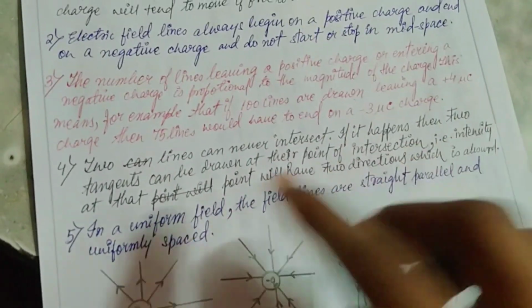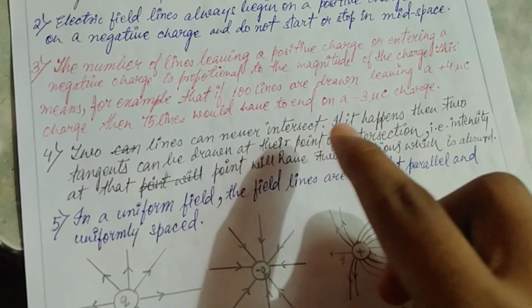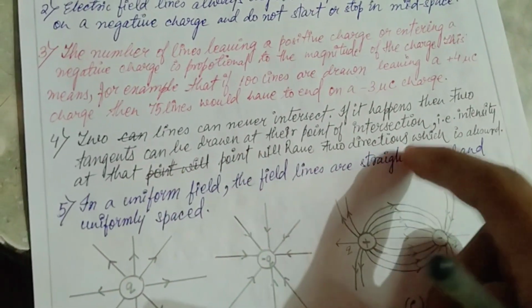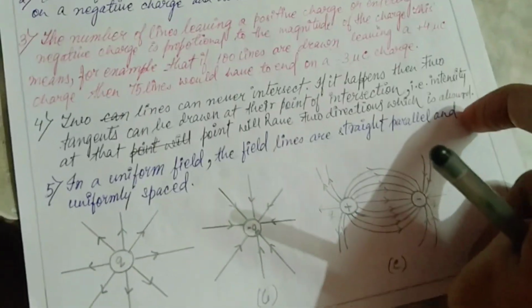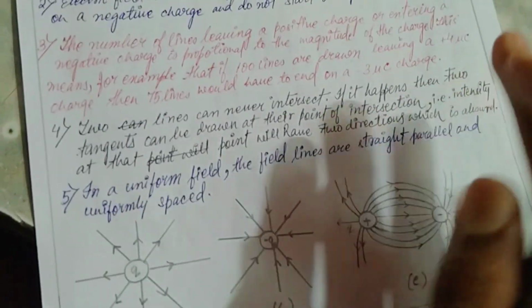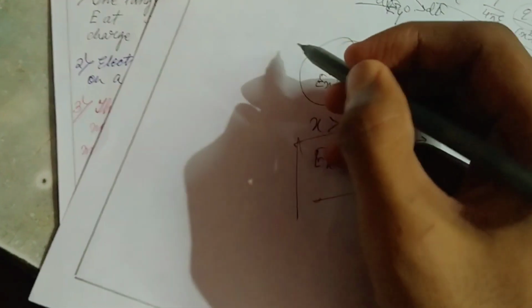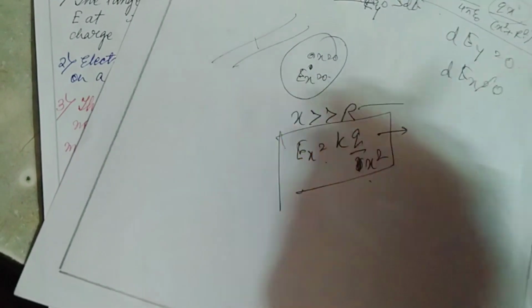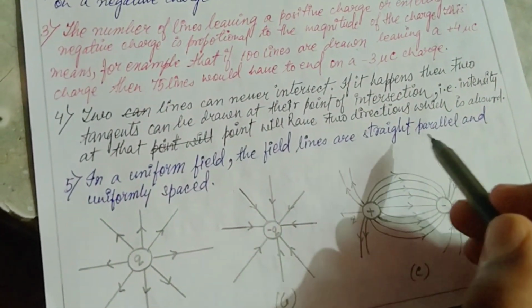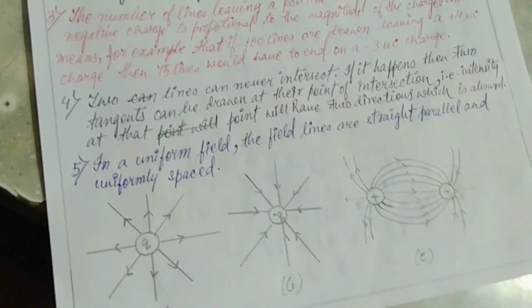If they did, then two tangents could be drawn at their point of intersection. That is, the intensity at the point would have two directions, which is absurd. So the two lines will never intersect. In a uniform field, the field lines are straight, parallel and uniformly spaced.